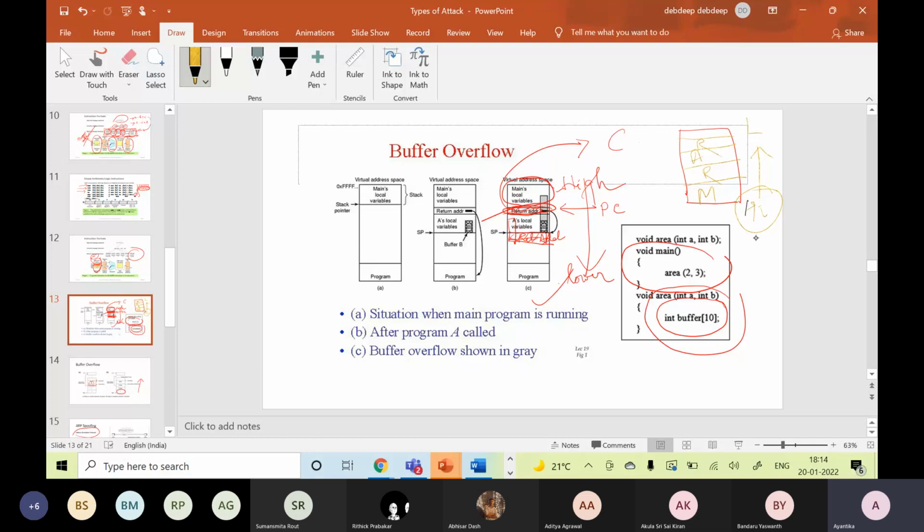So that way, when we are considering the buffer in A within the area function, the growth will be in this direction. So there was a confusion. I don't know. One second.